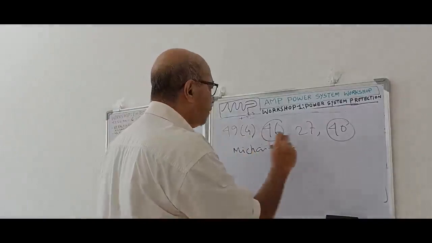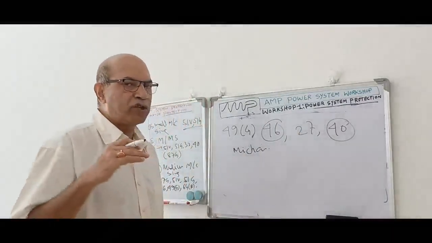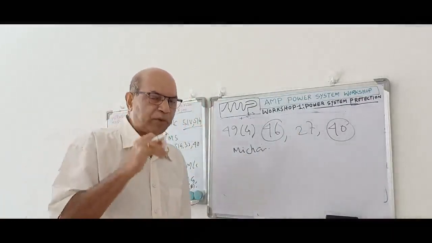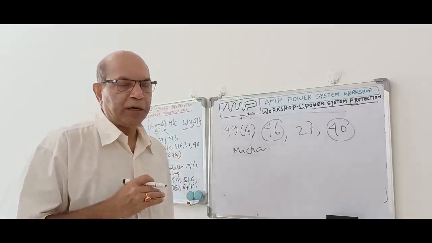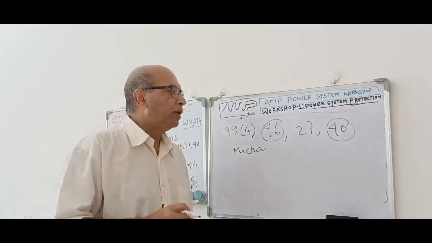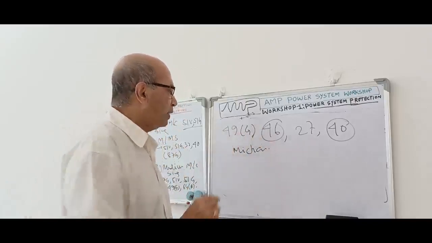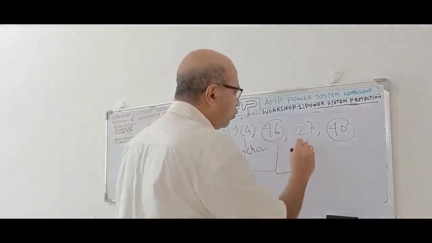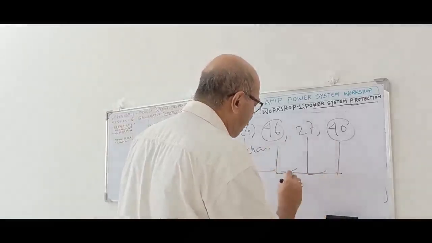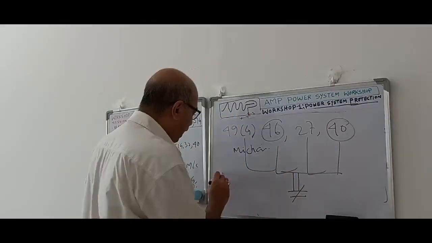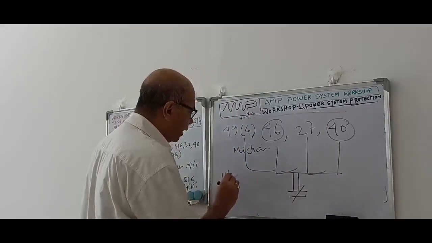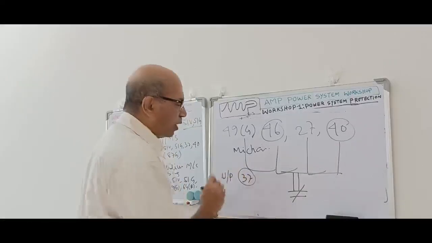If any one of these operates, in that case I need not trip the machine immediately. I can wait for some time, then gradually reduce the output power. When the power comes to a very low value, only then will I trip this breaker. So all these protections we group together. Then we put a contact, called the under power relay. Under power relay we call 37. We put on an under power relay.